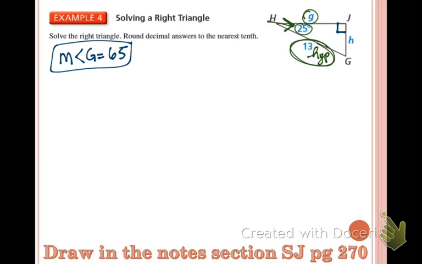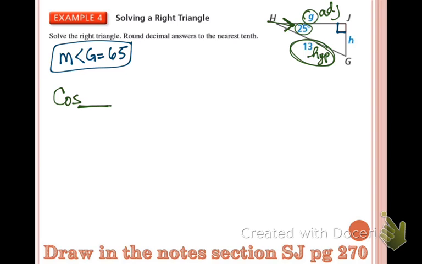G, sure. What kind of side is G? The opposite, adjacent. Which one? The adjacent. From 25, we're coming from this one. So which trig function are we going to use if we have the hypotenuse and the adjacent? Cosine. So we're going to use cosine.